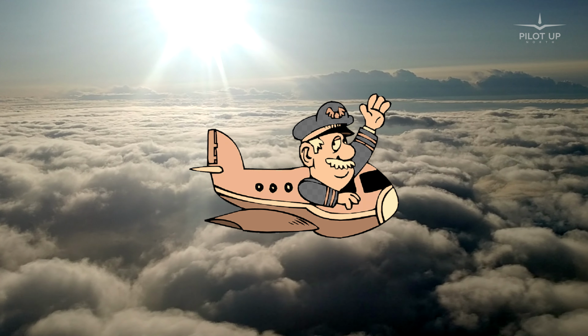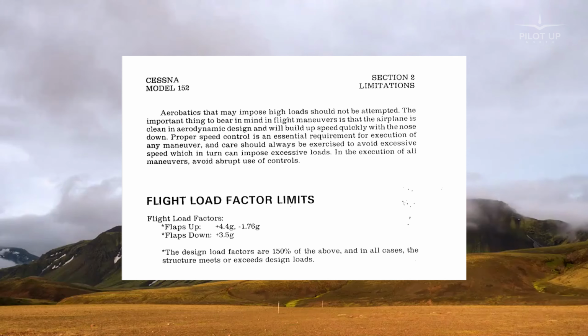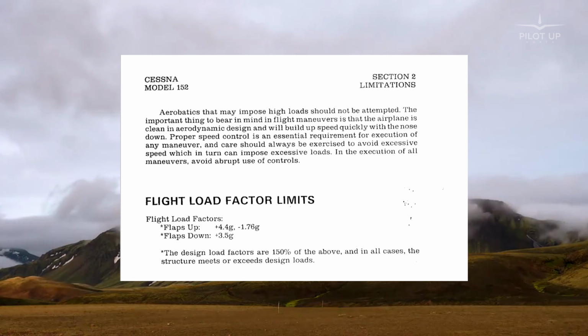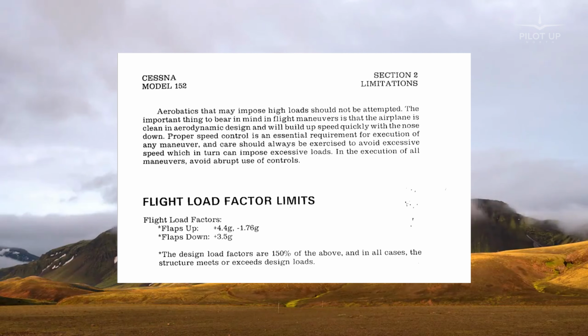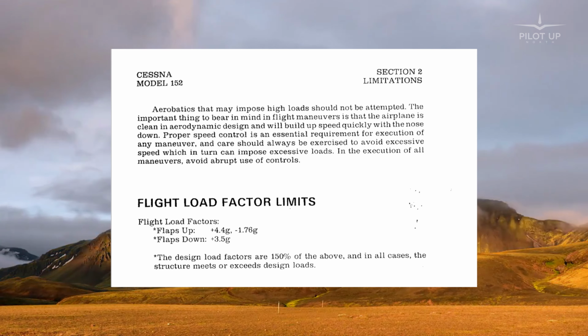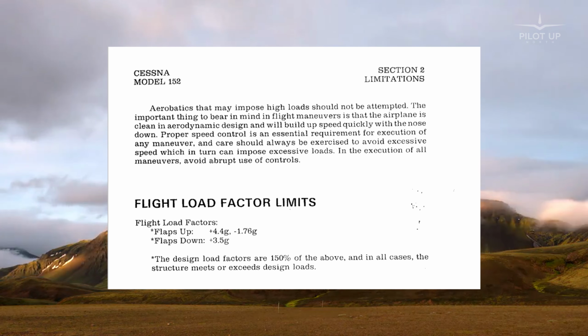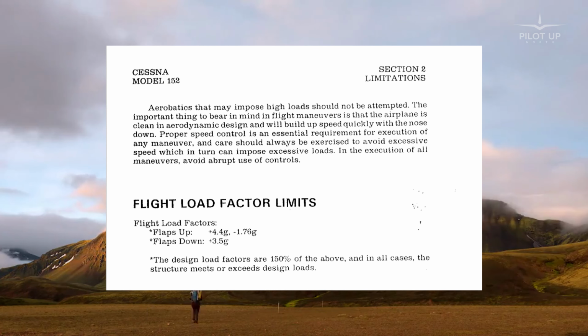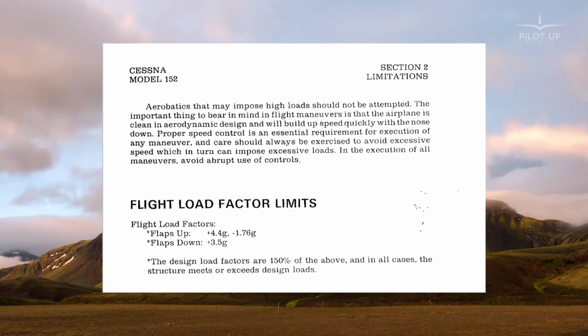To wrap up the theoretical part, let's take a look at the Cessna 152 P08 in section 2, limitations, specifically on page 2-7. Here, the certified limitations of our aircraft in terms of G-forces for any maneuvering are: load factor for flaps up operation 4.4 positive Gs and 1.76 negative Gs. We are not talking about negative Gs for now. Load factor for operations with flaps down, positive Gs are limited to 3.5 and negative Gs are not mentioned here.